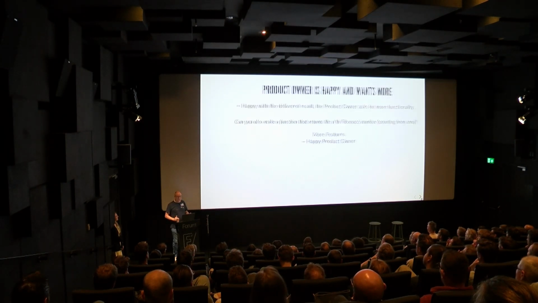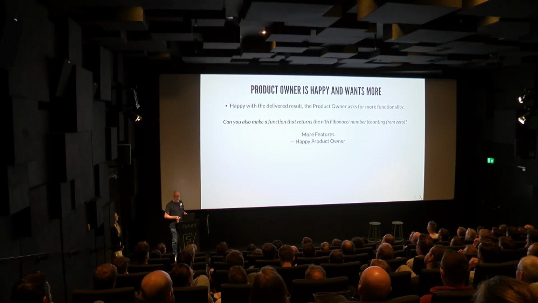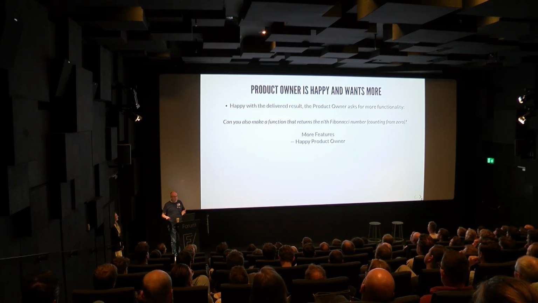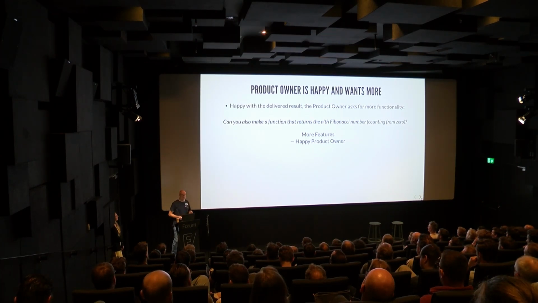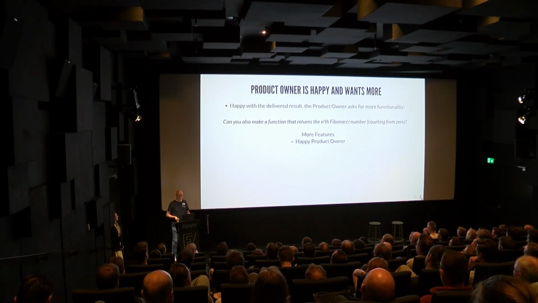Well, your team demonstrates the functionality to the product owner, and he's happy with the result. So now he asks us to make a function that returns the nth Fibonacci number, zero-based. So Fibonacci number 0 is the first Fibonacci number. Fibonacci number 1 is the second Fibonacci number.